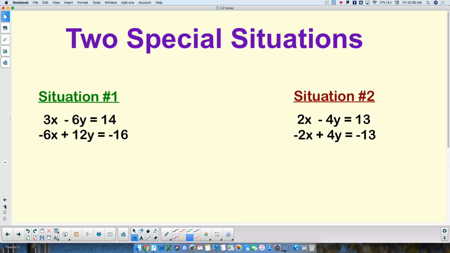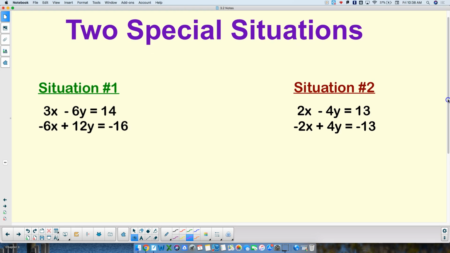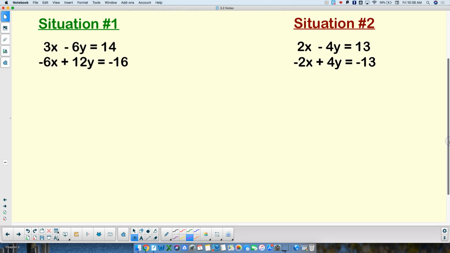On these two, remember I told you way back a while ago now, because we've been gone for so long, that we had two special situations. We have three possible answers in all of these. We can either have a point, which we just did 3 examples of where it met at a point. We could have no solutions, or we could have infinite solutions.